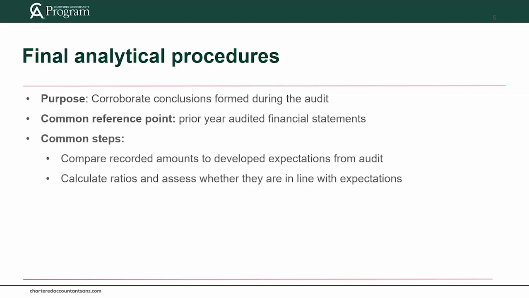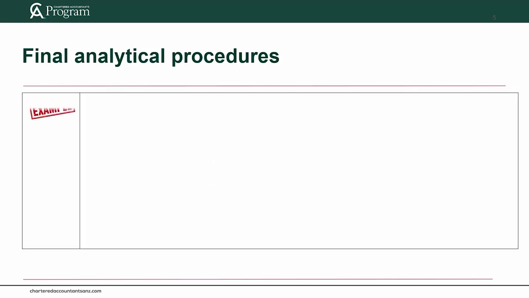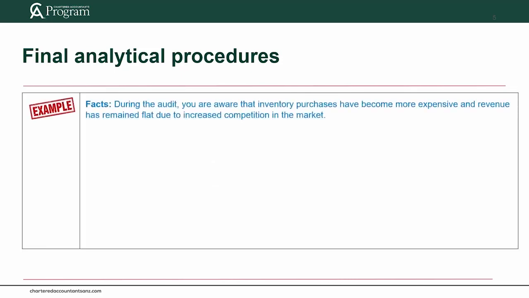Generally, this may involve comparing the recorded amounts to develop expectations and/or calculating ratios and assessing whether they are in line with expectations. Let's consider an example. You are aware from your audit procedures that inventory purchases have become more expensive in the current year, and revenue has remained flat due to increased competition. As a result, you expected that there would be minimal movement in revenue and an increase in cost of sales and a decrease in gross margin.